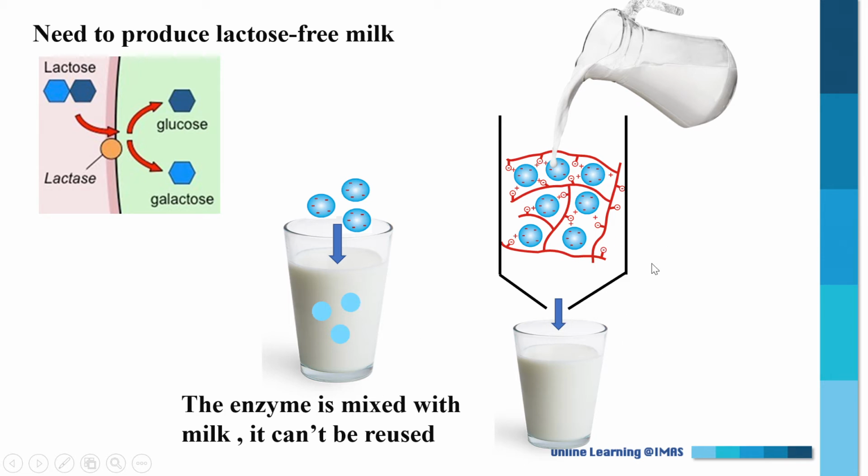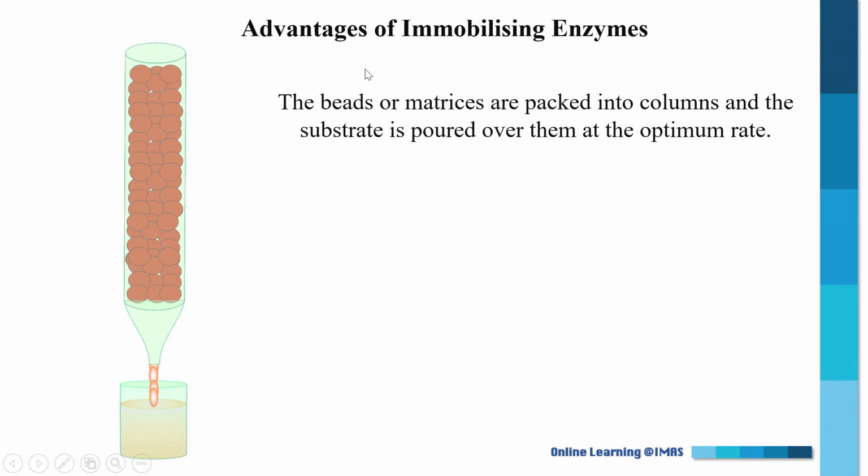So your enzyme you can reuse. So the enzyme can be reused again. So which scenario is cost saving? Of course, the second one. Okay, so if you have a factory, you always have to think how to increase your profit by saving money, by saving cost. Okay, so the advantages of immobilizing enzymes.